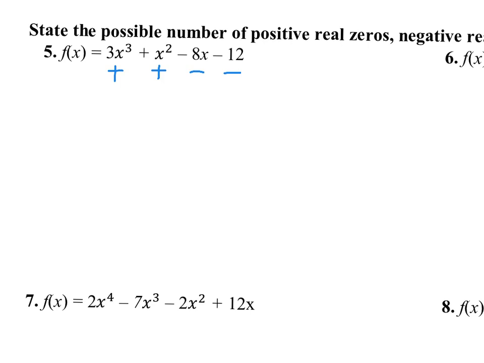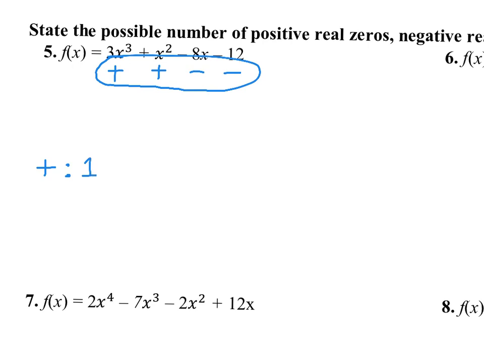So if I'm counting the changes, it starts positive, that's not a change. It stays positive, and then it changes to negative. So during that sequence, it only changes once. So what that means is the number of positive roots is going to be 1.